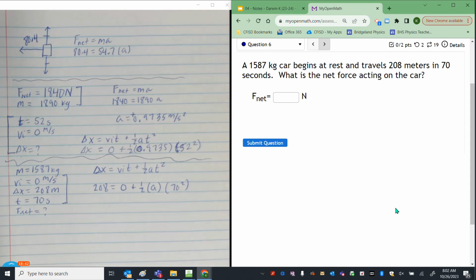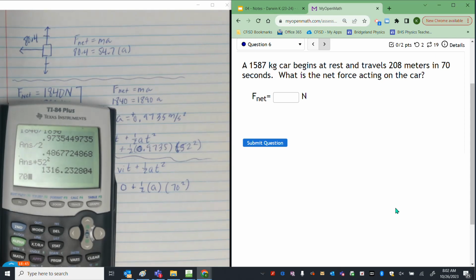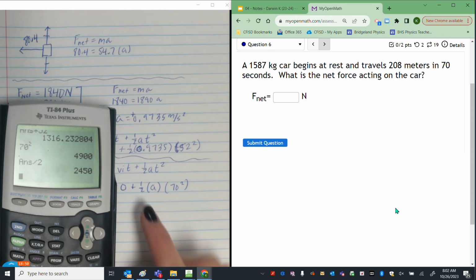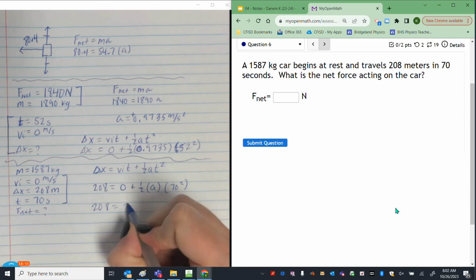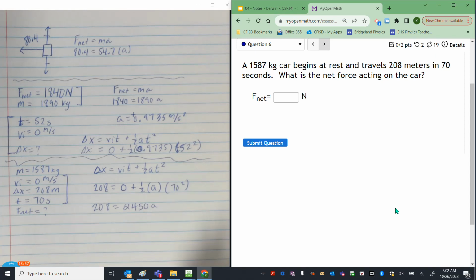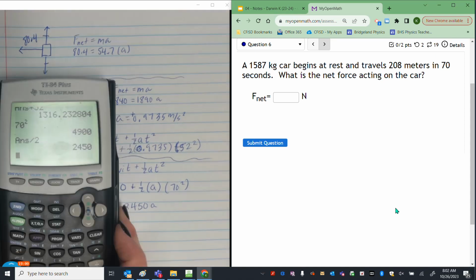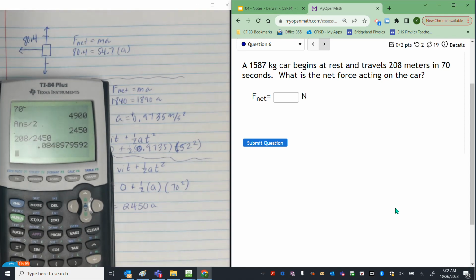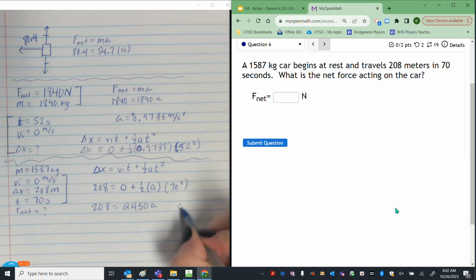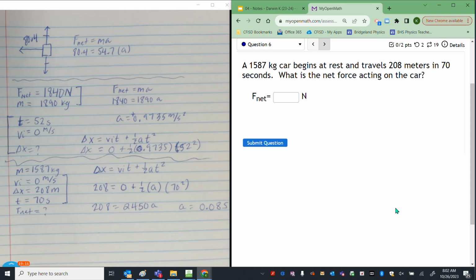Okay, so 70 squared divided by 2, half of 70 squared, is this number. So let's rewrite this: 208 equals 2450 times A. Now we're going to divide both sides by 2450. 208 divided by that answer gives me my acceleration of 0.085 if I round it, meters per second squared.